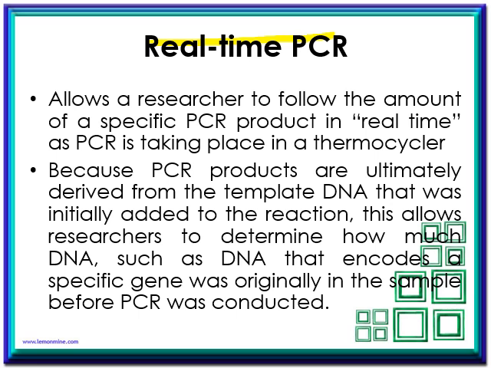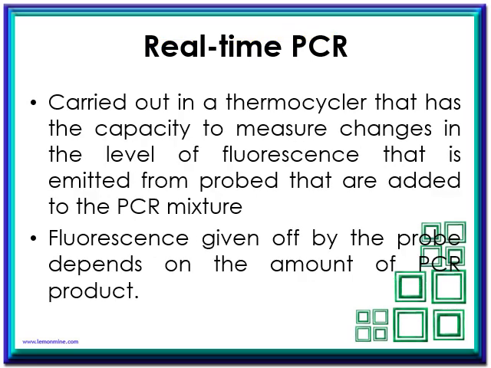Real-time PCR allows researchers to follow the amount of a specific PCR product in real time. The products are derived from template DNA that was initially added to the reaction. This allows researchers to determine how much DNA, such as DNA that encodes a specific gene, was originally in the sample before PCR was conducted. It is carried out in a thermocycler that has the capacity to measure changes in the level of fluorescence emitted from the probe added to the PCR mixture. The fluorescence given off by the probe depends on the amount of the PCR product.